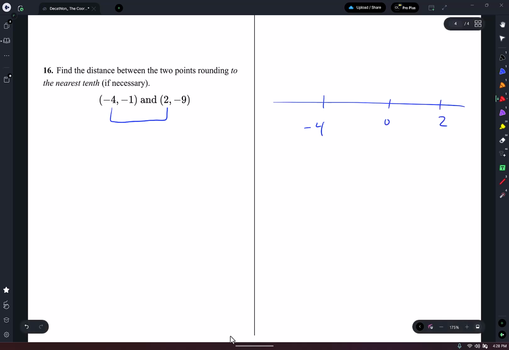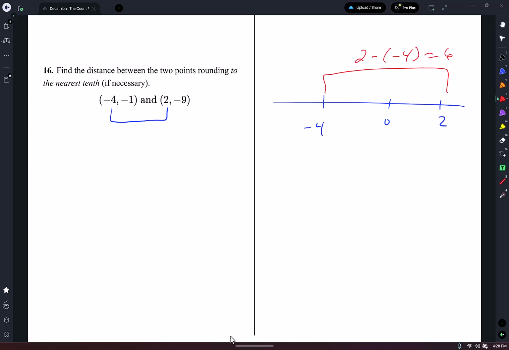So look, this gap between -4 and 2, or between 2 and -4, 2 minus -4, look, that's a 6. So let's try to get better at that, guys. The difference between -1 and -9, that is 8. So I'm going to write distance equals the square root. The difference between 2 and -4 is 6, so 6 squared, plus the difference between -9 and -1, the absolute value of that is just 8. And we don't care about the sign because we're squaring it anyways.